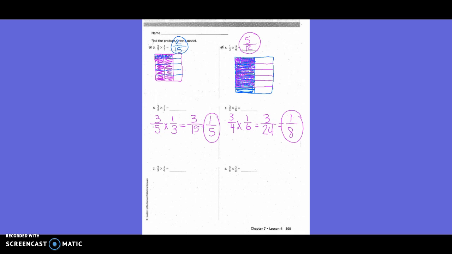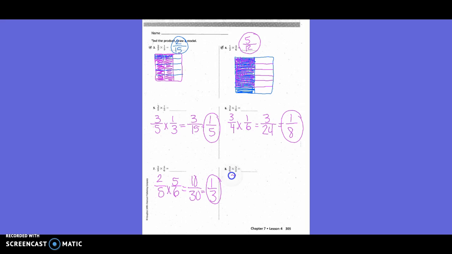Next one, I'm going to write 2/5 times 5/6. So I'm literally just rewriting what I already have, right guys? Numerator times numerator. So 2 times 5 is 10. 5 times 6 is 30. So is that in simplest form? Nope. What would that be in simplest form? 1/3. And circle your answer.